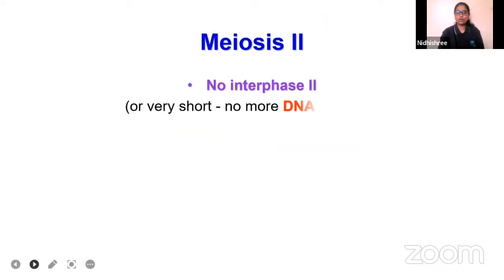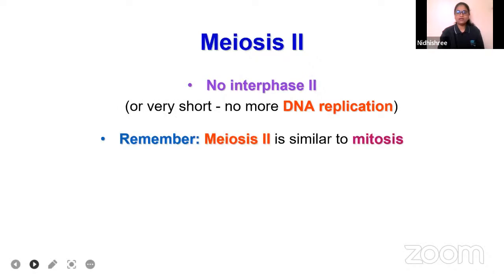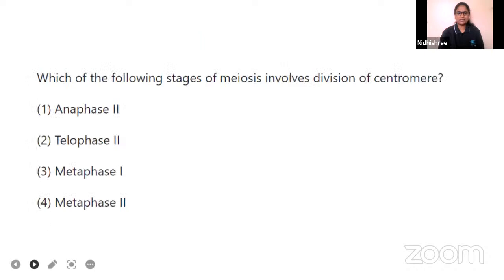Meiosis 2 only, no interphase 2, very short, no more DNA replication. It is similar to mitosis. Next question, which of the following stages of meiosis involves division of centromere? Anaphase 2, telophase 2, metaphase 2, metaphase 1. Early division of centromere happens.